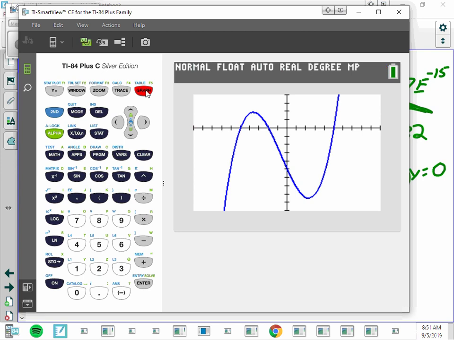Now, you have to be careful when you look at this graph. The x-axis is counted by 1s, and it goes from -10 to 10. The y-axis is counted by 10s, and it goes from -100 to 40. Now, you don't see that on the graph, but it is inside the window. Okay?